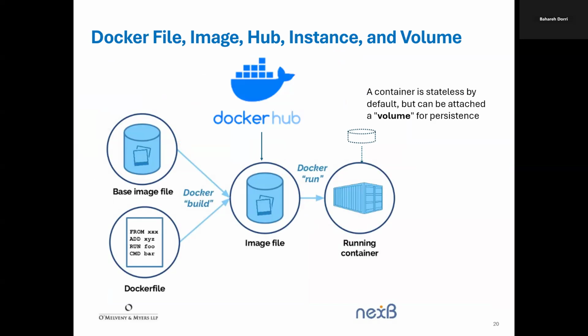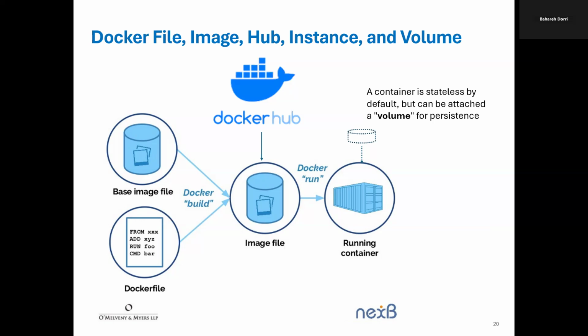Okay, so now let's take a closer look at how Docker containers are actually built and run, and where Docker Hub fits into all this. We will start at the bottom left corner with the Dockerfile. This is your blueprint. It's a plain text file that includes instructions like FROM, ADD, RUN, and CMD. These commands tell Docker what base image to start from, what files to copy in, what commands to run, and how to start the application.